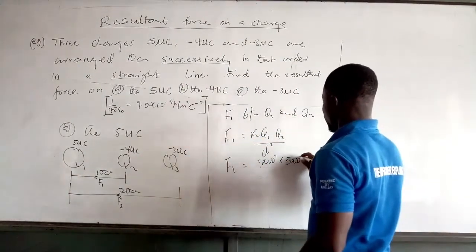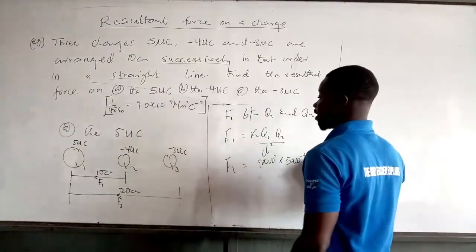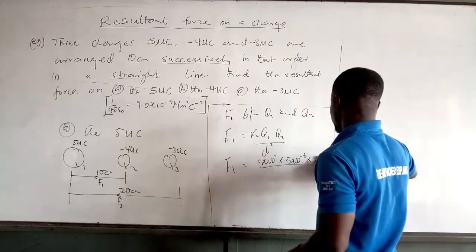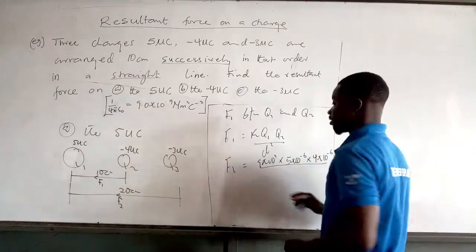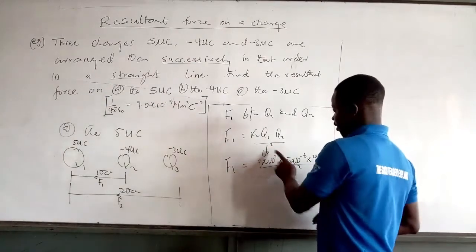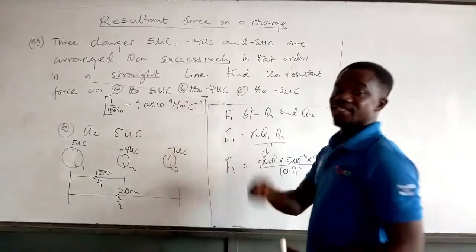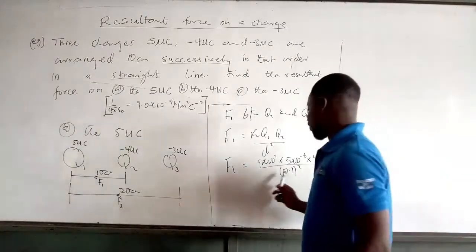5 times 10 raised to the power negative 6. Why negative 6? Micro, negative 6. Times 4 times 10 raised to the power negative 6, all over 0.1 squared, d squared. Why 0.1? The distance between them is 10 centimeters. 10 centimeters in meters will give us 0.1.